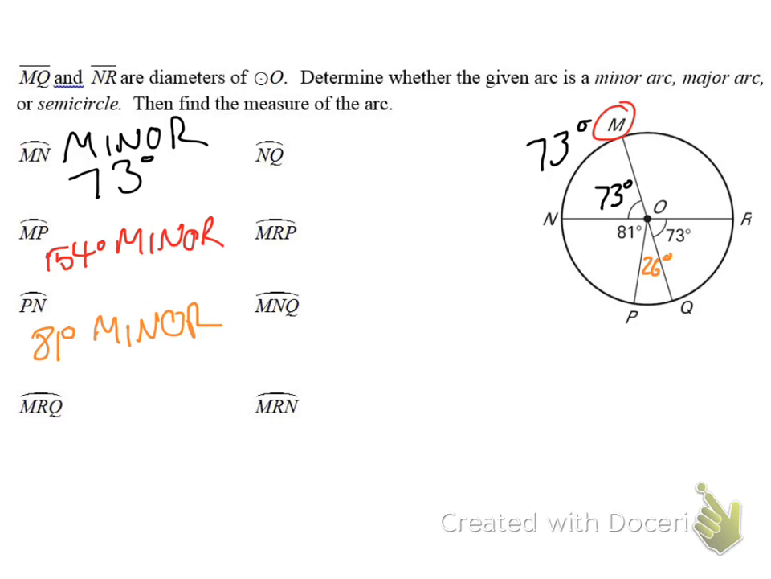81 plus 26 is 107, and that would be a central angle. This is going to be congruent to this, so over here it's 107 degrees. So really what I'm doing is 107 plus 73, which is 180 degrees. So this will be a semicircle.